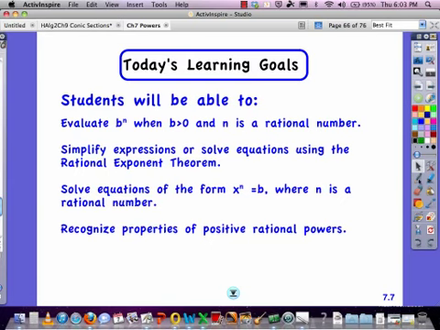Now remember, we've described n here as a rational number, which means it's anything that can be written as a fraction. So really our exponent could look like a fraction. We want to be able to simplify expressions or solve equations using these rational exponents. Solve the equations of the form x to the n equals b, where n again can be a rational number. And then recognize the different properties that we've already previously shared when it comes to positive rational powers, like bases, add the exponents, power of a power, multiply them. Those are just a couple. So let's get started.